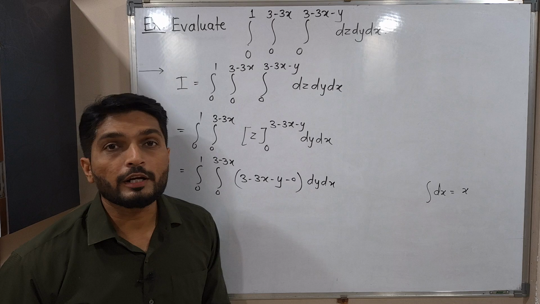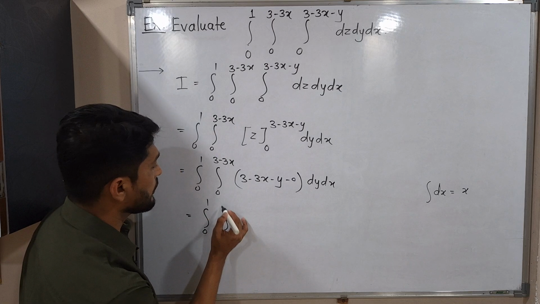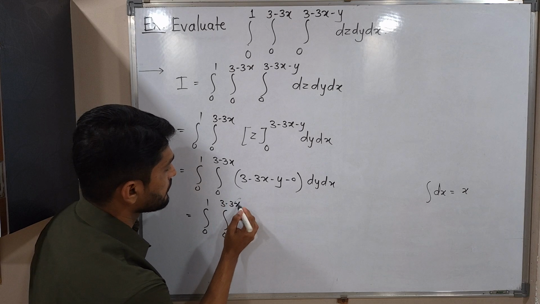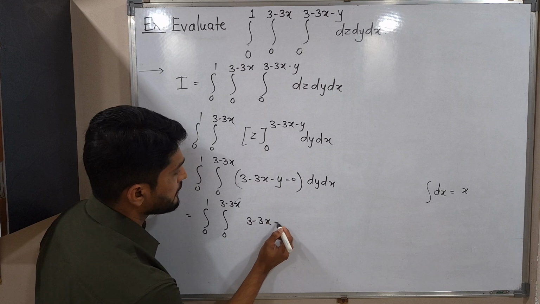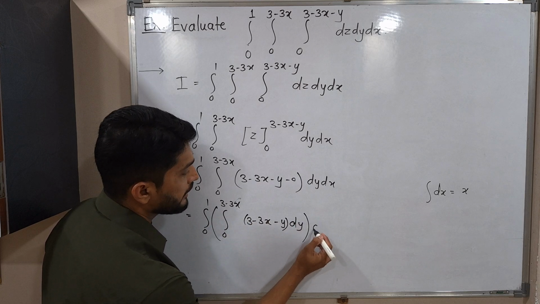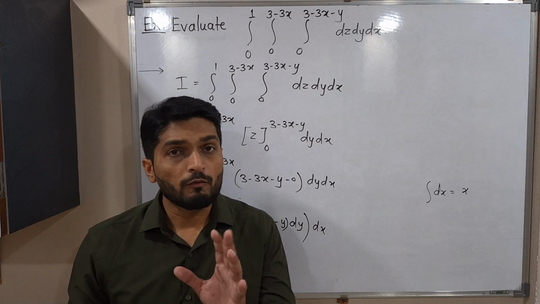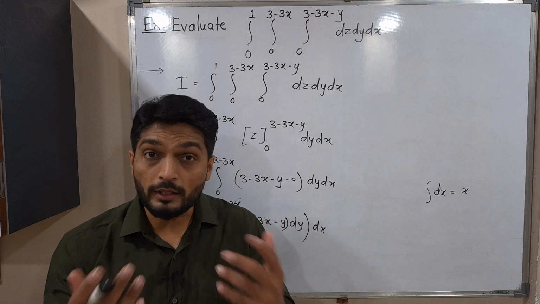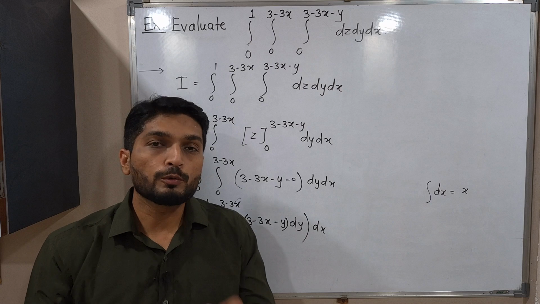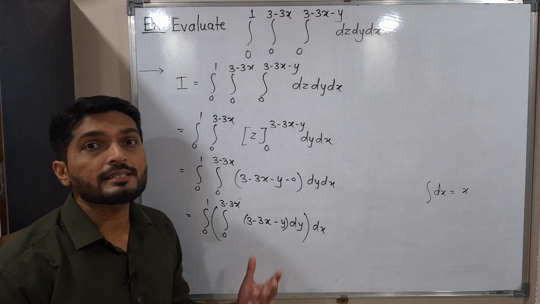So now we have to integrate with respect to y. So let me write properly. 0 to 1, 0 to 3 minus 3x, 3 minus 3x minus y dy. Now we have to solve this middle integration, which is with respect to y. Generally, if the students are familiar with formulae, they can orally solve this integration. But if you are not comfortable, I will suggest you to make this integration separate. It means minus signs are there, so we can take separate integrations.